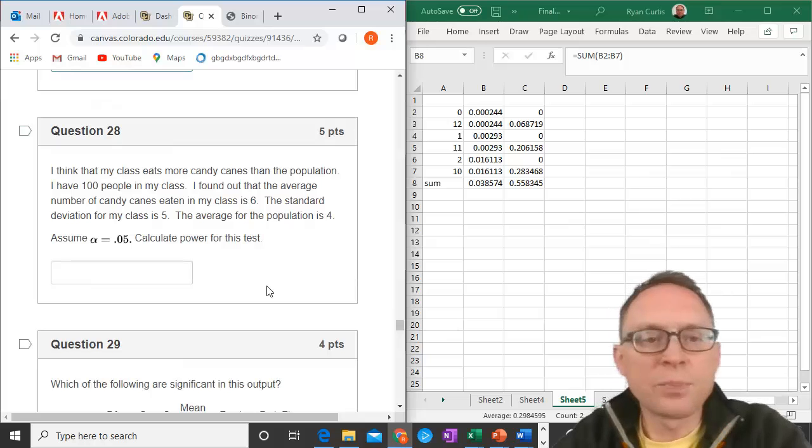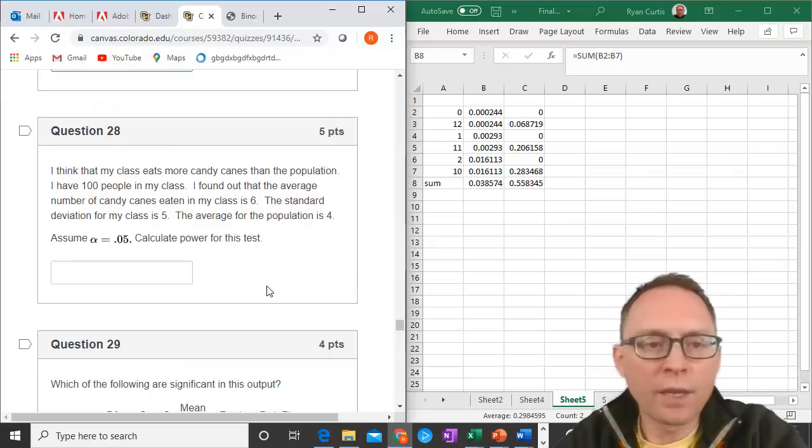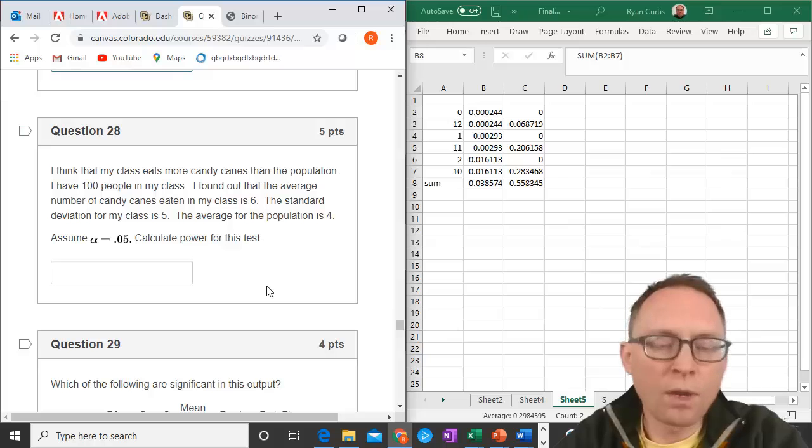I think that my class eats more candy than the population. I have 100 people in my class. I found that the average number of candy canes eaten in my class is 6. The standard deviation for my class is 5. The average for my population is 4. Assuming alpha equals 0.05, calculate power for this test.